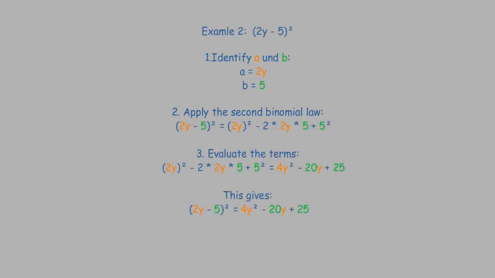Example 2, (2y - 5)². 1. Identify a and b. a equals 2y. b equals 5. 2. Apply the second binomial law. (2y - 5)² = (2y)² - 2 times 2y times 5 + 5². 3. Evaluate the terms. (2y)² - 2 times 2y times 5 + 5² equals 4y² - 20y + 25. So we get (2y - 5)² = 4y² - 20y + 25.